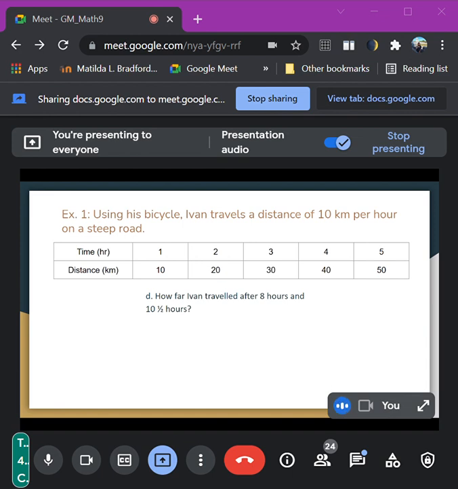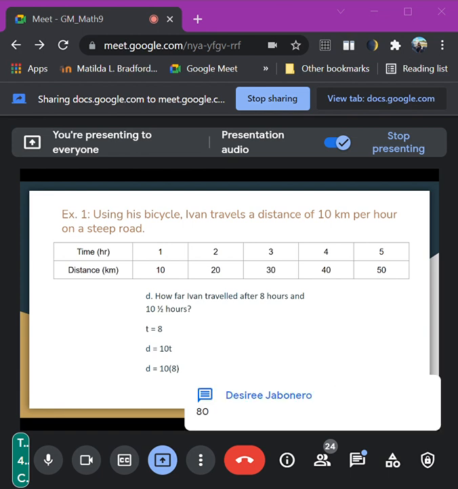Okay, so let's start first with 8 hours, which is our time T equals 8. So we will substitute it, class, so that we can get the distance. Our equation a while ago is D equals 10 times T. So substitute it now, class. What's the result of 10 times 8? Okay, that is 80.